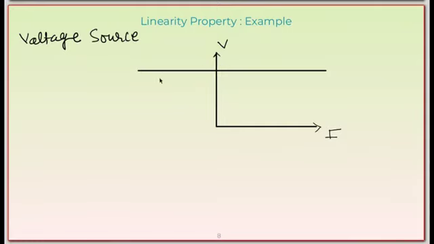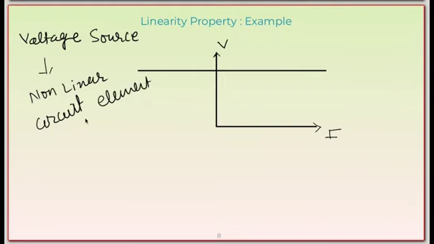So you can see that this is actually a straight line, but this line is not passing through the origin. So a voltage source is a non-linear circuit element. Similarly, a current source can also be proved to be a non-linear circuit element.